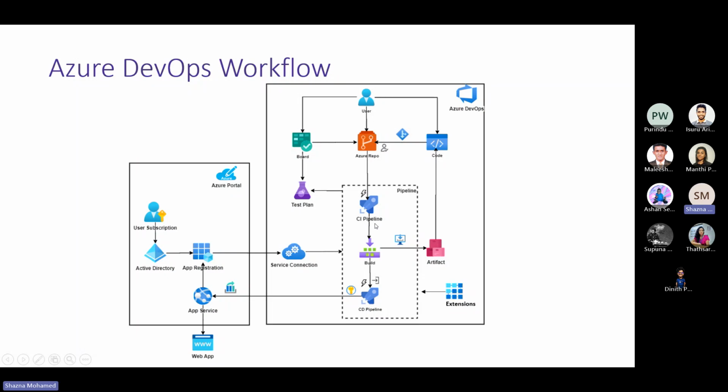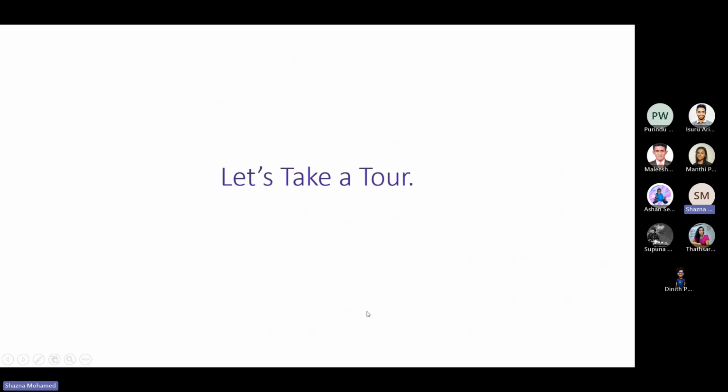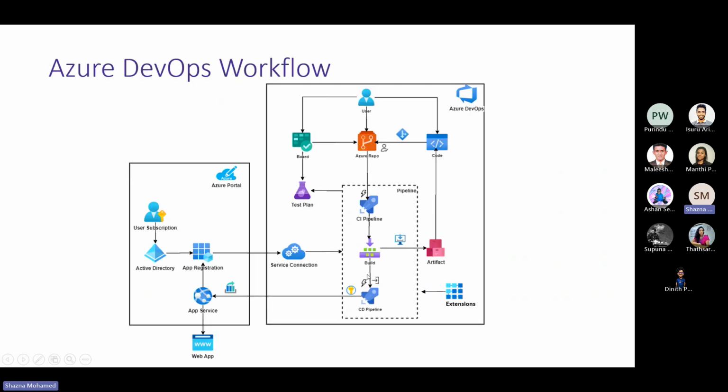So the CI pipeline will do the continuous integration. Once it is triggered, it will build it, and the build is passed to the CD pipeline for doing the deployment, the continuous deployment. So then we can get the build in the artifact also, and the CD pipeline will return the deployed service. So you can deploy it to the Azure portal.